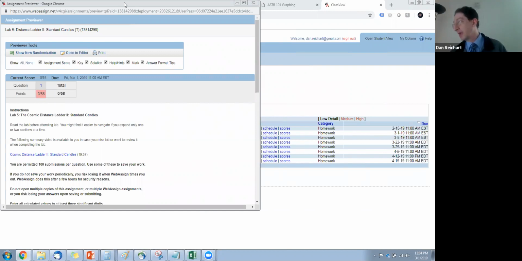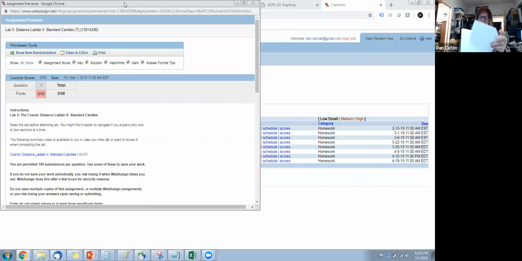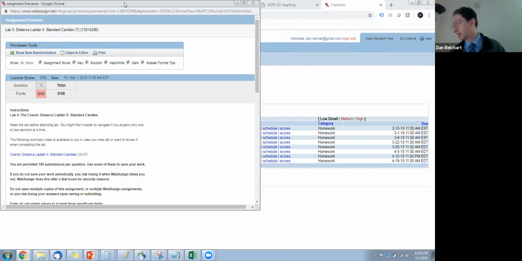Then we'll have follow-up labs. Next week, Lab 6, we'll redo the Great Debate, the Curtis-Shapley debate of 1920, which makes use of RR Lyraes and Cepheids. And later on, we'll do a lab on Hubble's law, where the Type 1a supernovae would come back around. So this is setting the stage for some other labs as well.